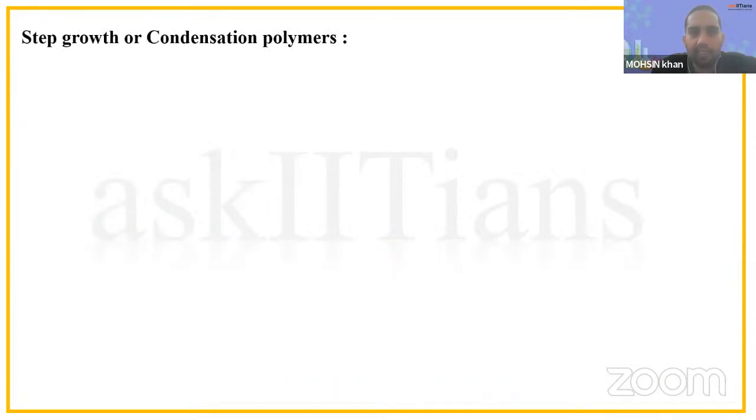Next, we have step growth or condensation polymerization. Basically, here we produce the condensation polymers by the step growth method. Here, one step will occur after another. The examples are nylon 66 and terylene.